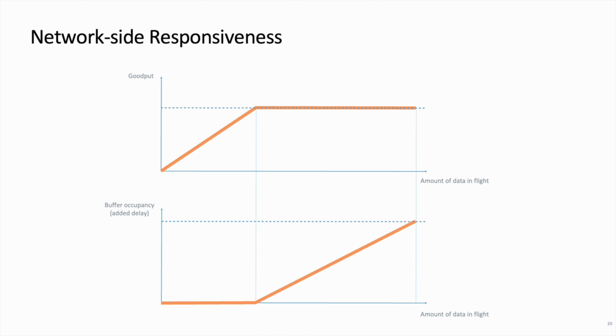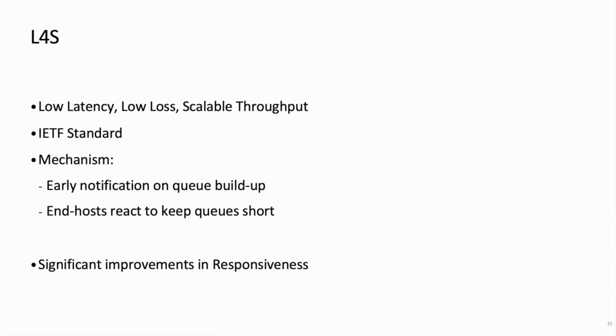The problem is that today we are often operating at this point, meaning maximum goodput, but also maximum delay. Where we want to operate is at this point, maximum goodput, but minimum delay. So how can we get to this operating point? Well, L4S is going to be the answer. L4S stands for low latency, low loss, and scalable throughput. So it gives you the best of all worlds, the low latency and the high throughput.